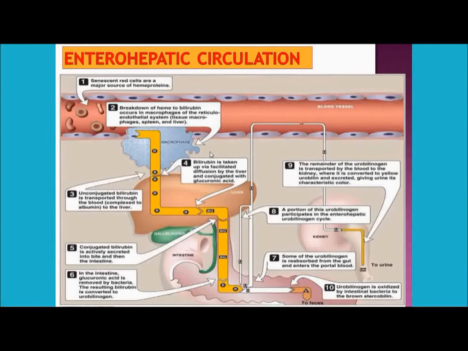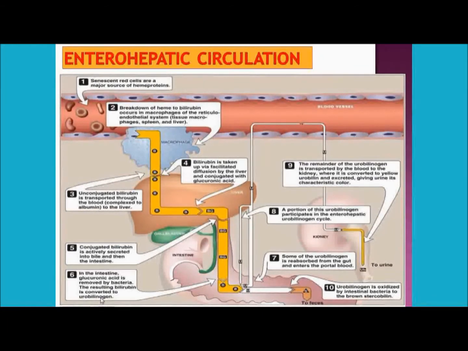The fourth step is that the bilirubin is now taken up via facilitated diffusion by the liver and conjugated with glucuronic acid. Till this step we have already studied. The fifth step is that the conjugated bilirubin is actively secreted into the bile and then to the intestine. Now it is going to the intestine, right? In the intestine, what will happen? The glucuronic acid is removed by the bacteria. Regarding this, we have already studied.